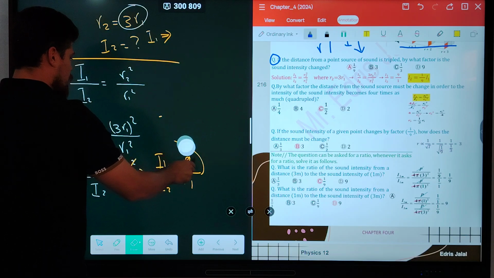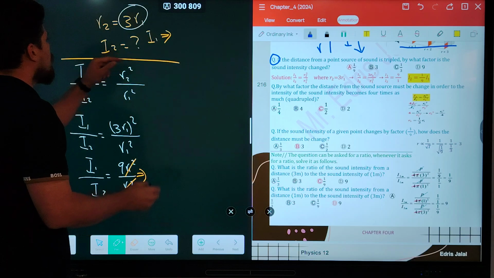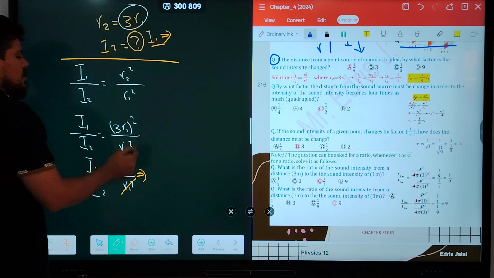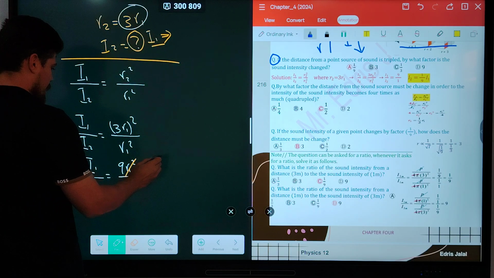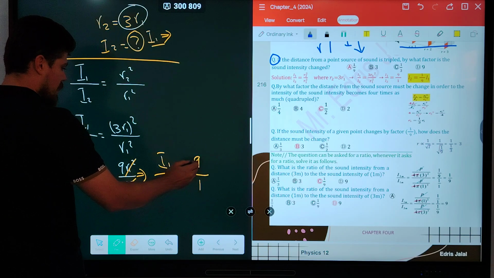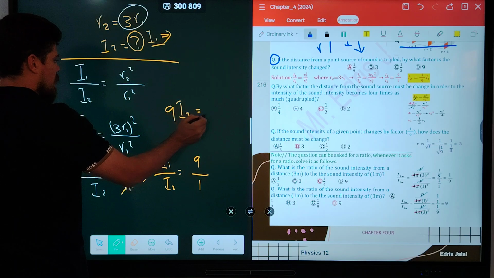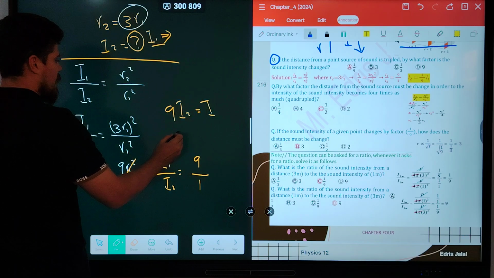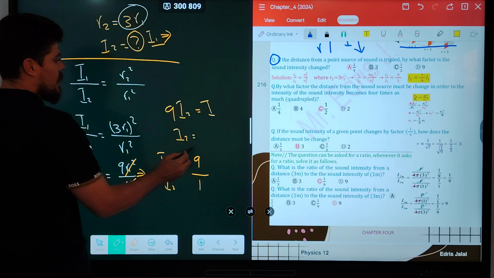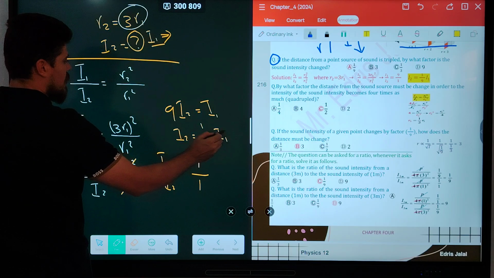We have to find I2, guys. Look, I2 is equal to how many factors of I1? I1 over I2 is equal to 9 over 1. I2 times 9, 9 I2, equals 1 times I1, I1. So I2 is equal to 1 over 9 I1.